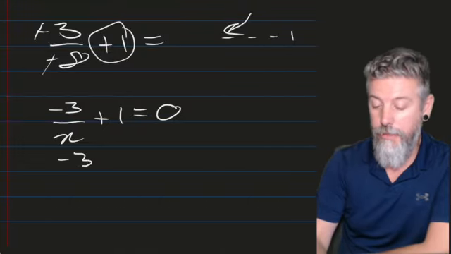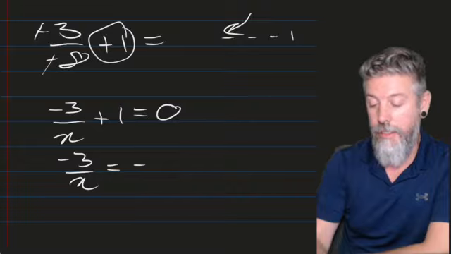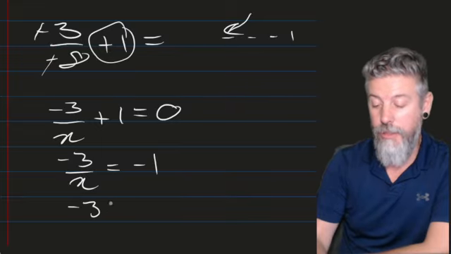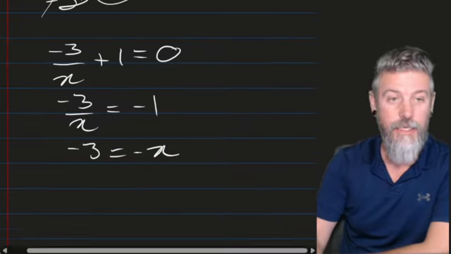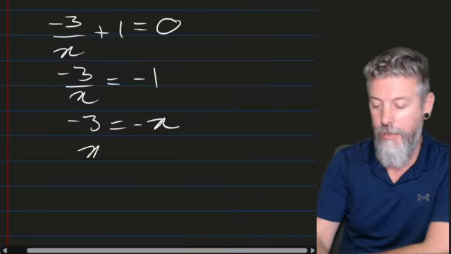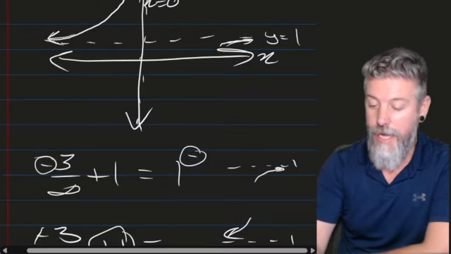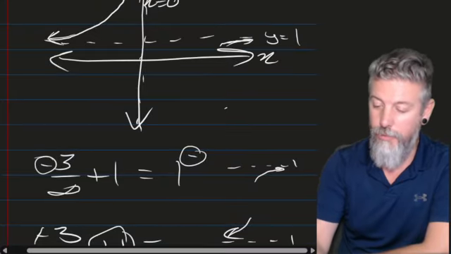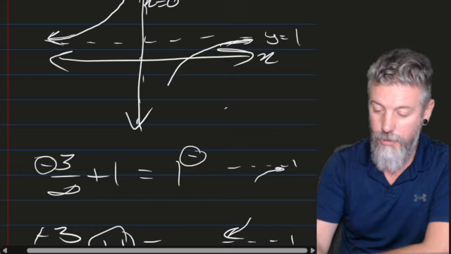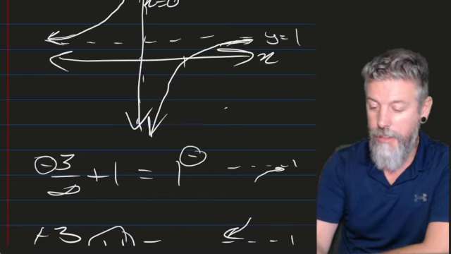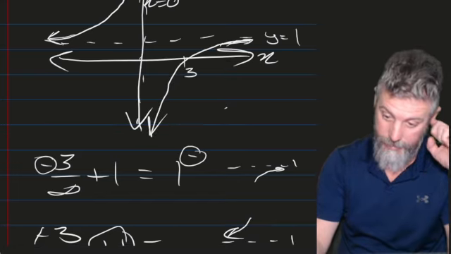So here we get -3 over x equals -1. We times x across and we get -3 equals -x. And then we divide by -1 and we get x equals 3. So we can now go and cross this at 3. We don't want to move that. We want to just go and cross this. And so we can put in a 0 at x equals 3.